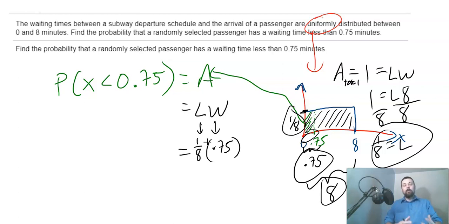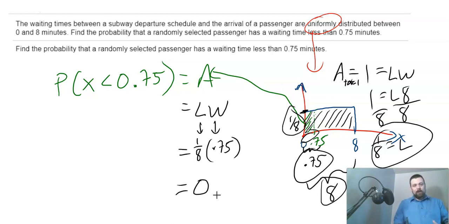So for these uniform distribution problems, you're going to have to calculate the height of that rectangle every time. And you can see what the shortcut is. So whatever the width of the rectangle is, 1 over that will end up being the height of that rectangle in order for the total area to equal 1. Right. And then I multiply these together. So I have 1/8 times 0.75, which gives me this crazy probability here.